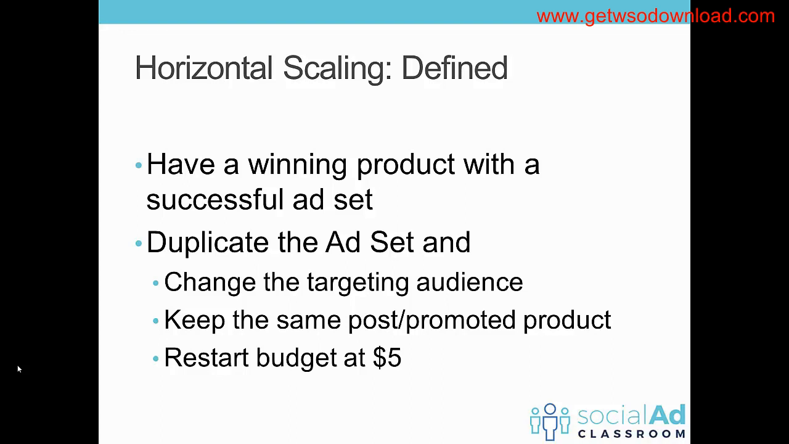So maybe before, going all the way back to the nurse niche example, you were targeting associations of nurses. Well, now I'm going to horizontally scale, and instead of nurse associations, I'm going to target another one of the interest groups that I had previously identified for my niche. So you're still going to promote the same product, you're going to use the same ad. The only thing that's changing here is that you're going to change the targeting audience. And here's a big thing. You need to restart your budget at $5. I don't care if your other ad set sold 10,000 items and your budget is $1 million a day. I still want you to start this at $5. And we'll talk about why in the expectations section of this video. So that's what horizontal scaling is exactly.